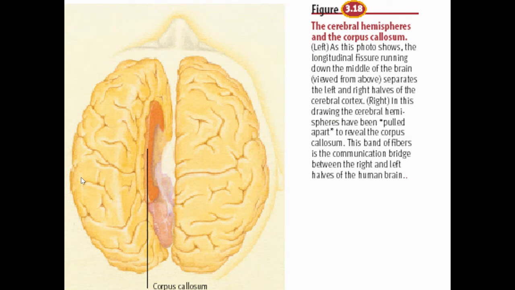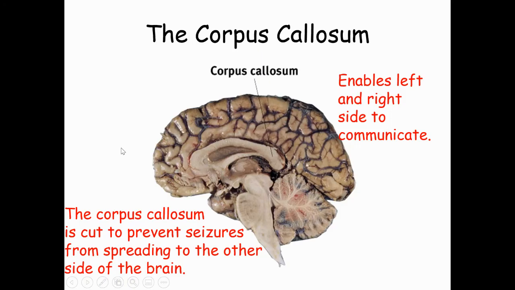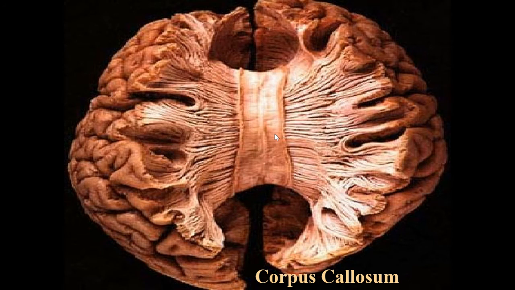All right, guys. There is a part of your brain in the middle called the corpus callosum. The corpus callosum, and this is what students write down, is basically a piece of cartilage between your left brain and your right brain. What it does is it allows your left brain to communicate with your right brain. Here's a really cool picture of it.